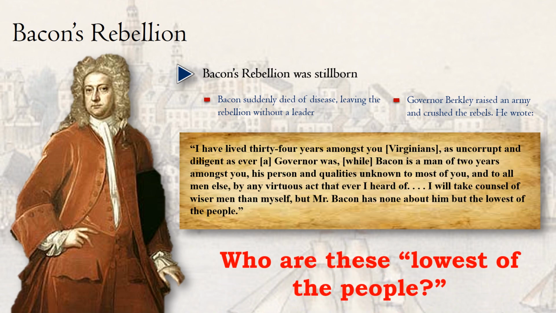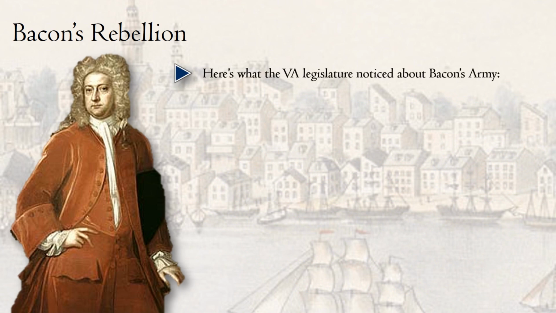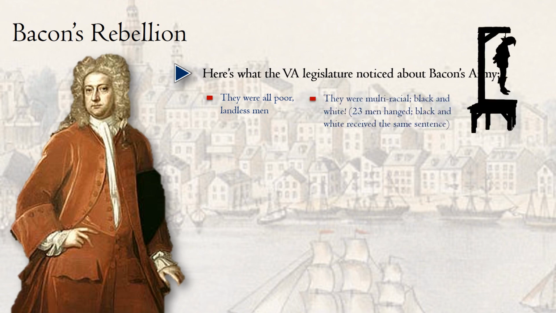So who are these lowest of people? But here's what the Virginia legislator noticed about these low people who made up Bacon's army. One, they were all poor men. They were all landless men. They were also, interestingly, multiracial. They were black and they were white.